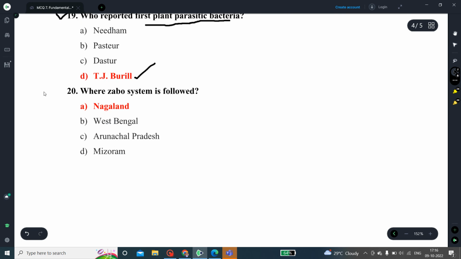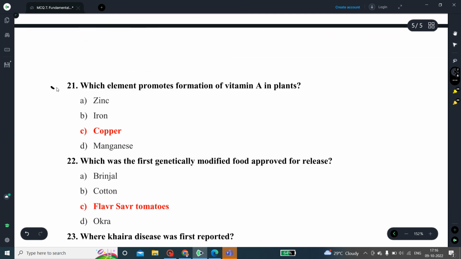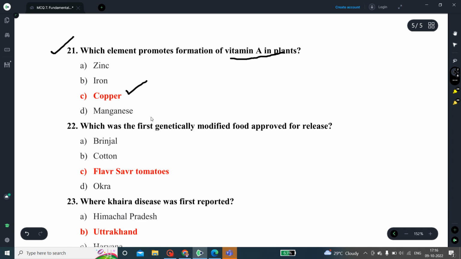And question number 20, where is the Zabo system followed? Zabo is nothing but the water harvesting system that is mainly practiced in the state of Nagaland. And question number 21, which element promotes the formation of vitamin A in plants? The micronutrient copper is responsible for the formation of vitamin A in almost all the plants.